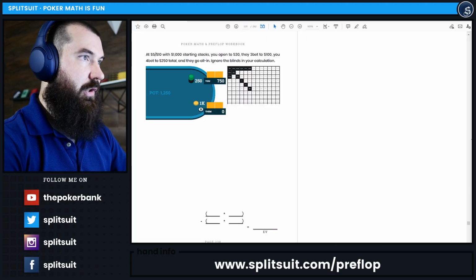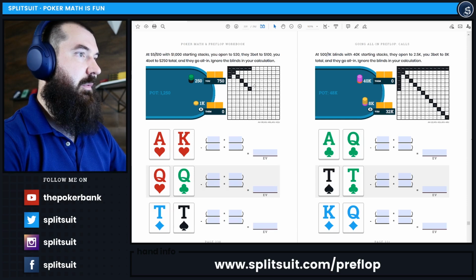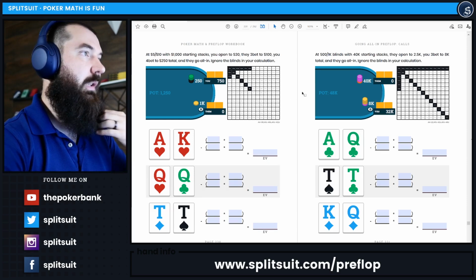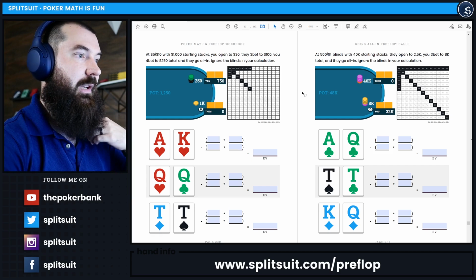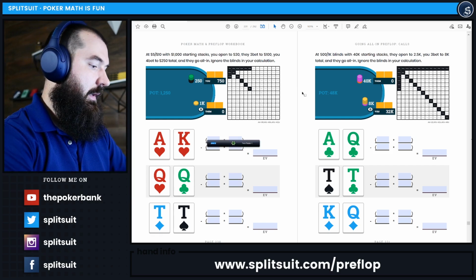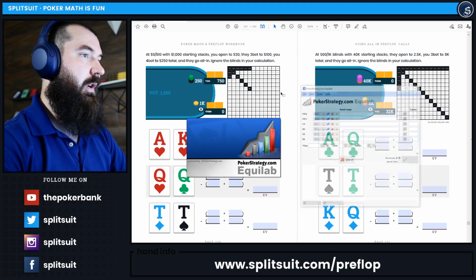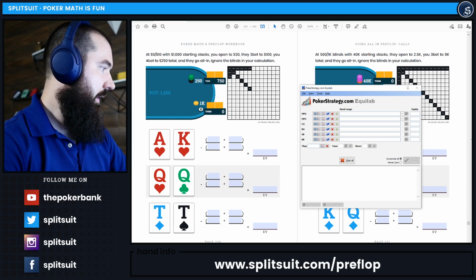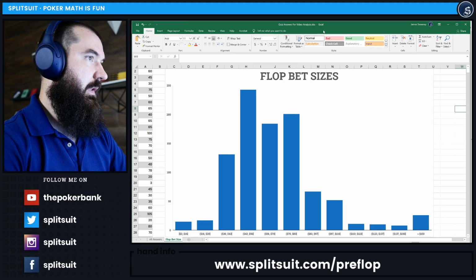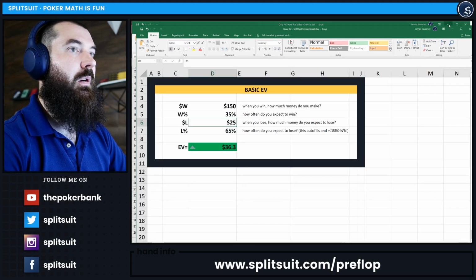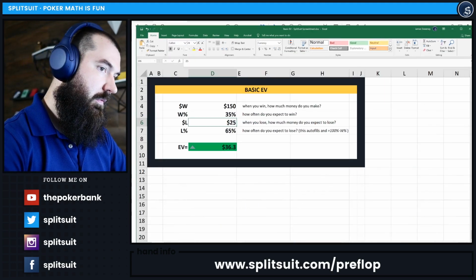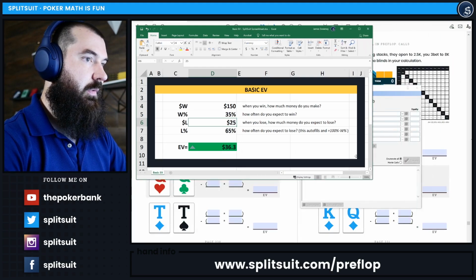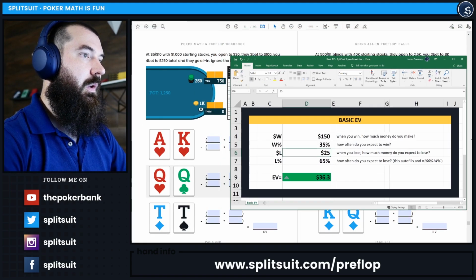I'm going to jump over to 231, again, nearing the end of the book, and this is all about calling all-ins preflop and looking at that from a more mathematical perspective. So let me just pull up a couple of tools so we can get this going. And I don't need the complex EV spreadsheet. We need the basic EV spreadsheet. Perfect. Alrighty. Okie dokie. So let's hack through it.